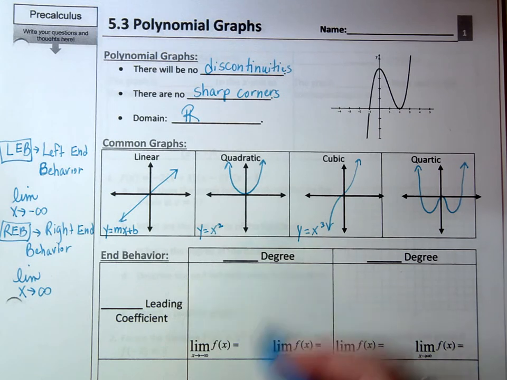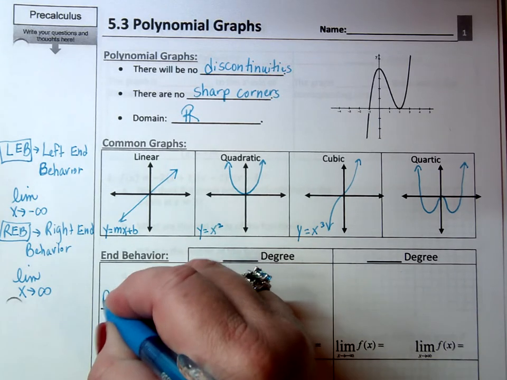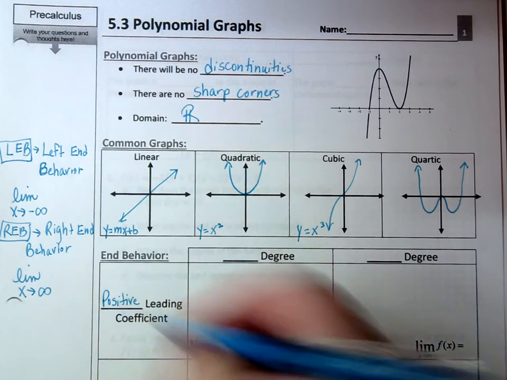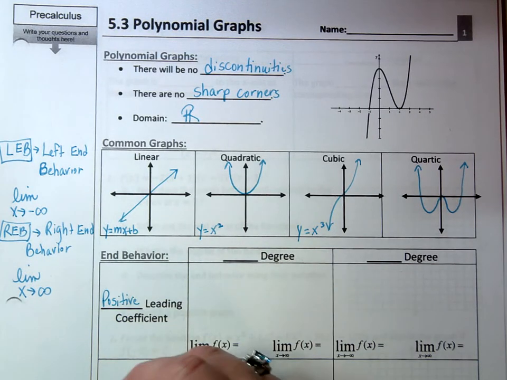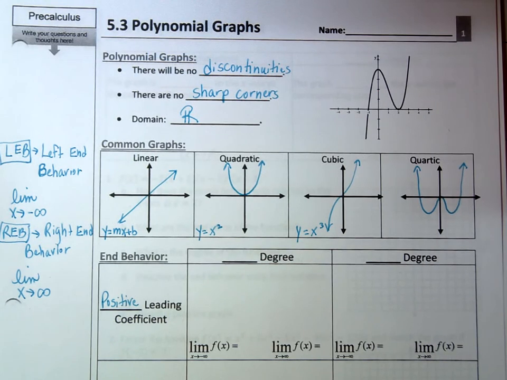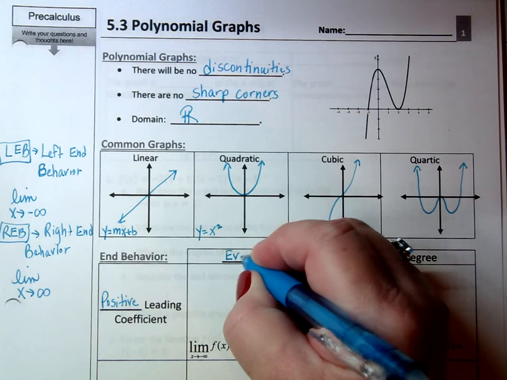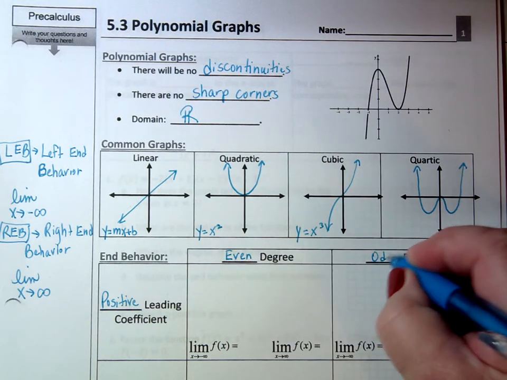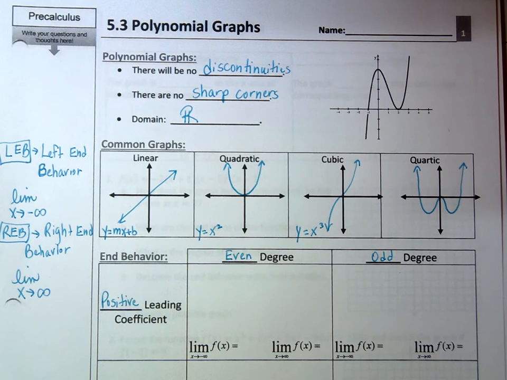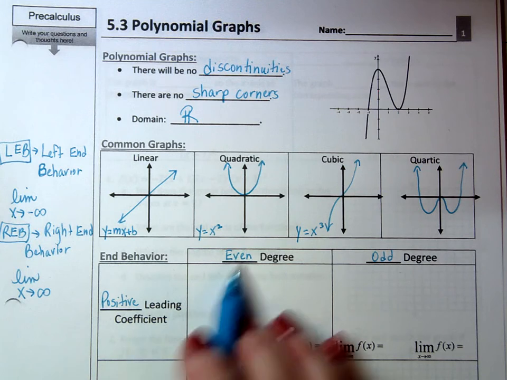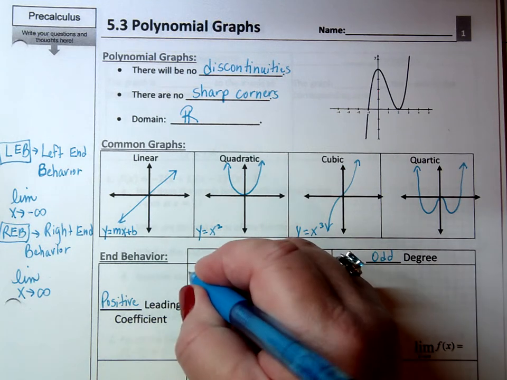You've got four situations, and that's what this box is all about, your end behavior. If you have a positive leading coefficient or a negative leading coefficient, that helps you determine what it's doing to the left and what it's doing to the right. The other thing that helps you to determine that is if it's an even degree or an odd degree. I'm going to give you examples of all these four things. So if I'm a positive leading coefficient and an even degree, that would be like my graph of y equals x squared.